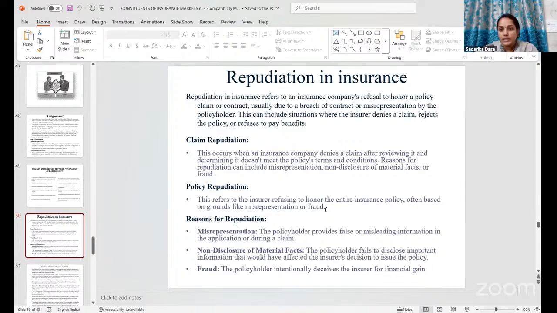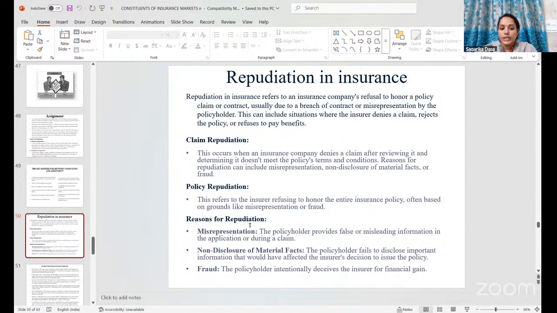If misrepresentation is done by the policyholder, say for example, the original age of the policyholder is 50, but in the policy document he mentioned it as 40. This is one of the misrepresentations, right? So with this kind of misrepresentation, or if any fraud has taken place, and after verification the insurance company finds out, then it will go with the policy repudiation.